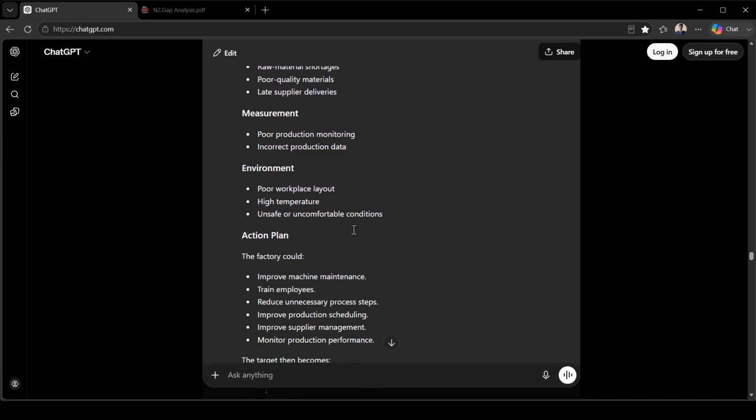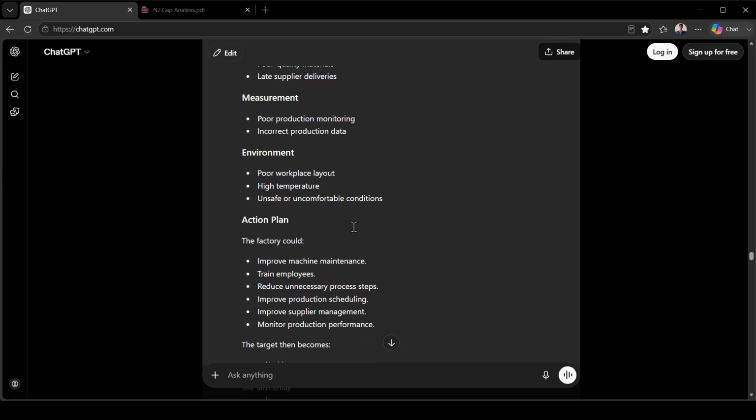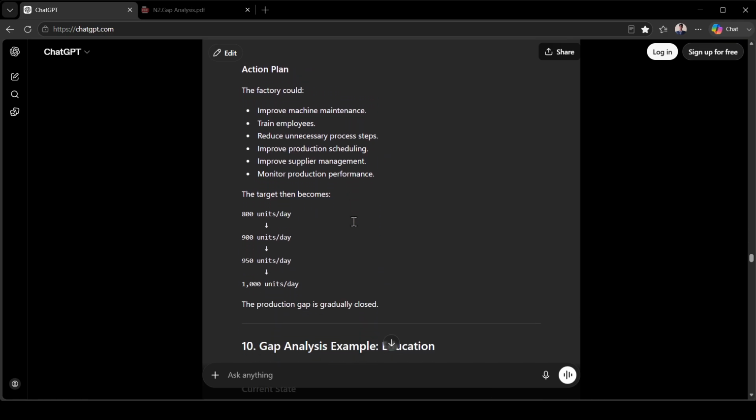Action plan: the factory could improve machine maintenance, train employees, reduce unnecessary process steps, improve production scheduling, improve supplier management, and monitor production performance. Production then becomes 800 units per day to 900 units per day, then 950 units per day, then 1000 units per day. The production gap is gradually closed.